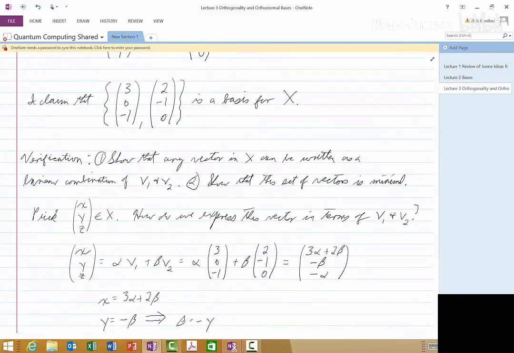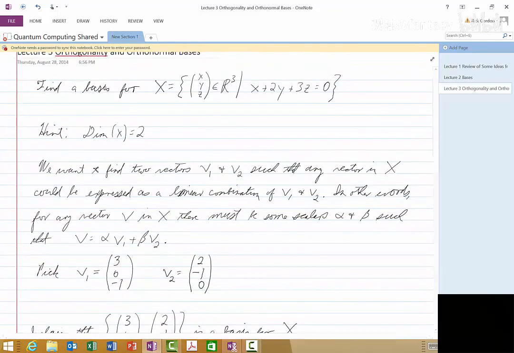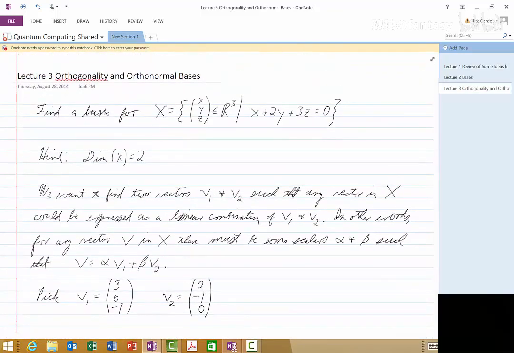So that's how we could find a basis for the vector space X. And once again, it's very, very easy. All you have to do is find any two vectors in X that satisfy this condition and such that neither is a multiple of the other. And that will do. Now, in the arbitrary case, it would be a little more difficult than that, because keep in mind, I did help you out by telling you the dimension of this was 2.